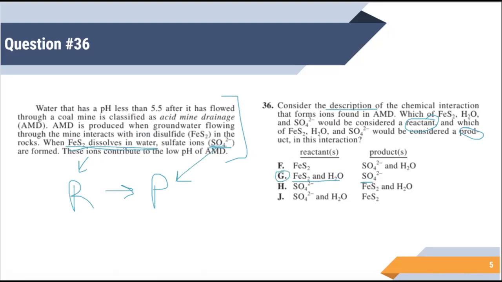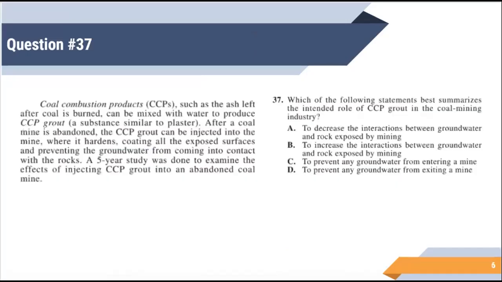And again, you don't need to be reading the whole passage. I would just be skimming for these keywords and then see if you can put them into one of the answer choices. All right, question 37. Question 37 says, which of the following best summarizes the intended role of the CCP grout? Intended role, that doesn't sound like something that would be in a graph. I'm guessing it's going to be in the description. So I just skimmed until I found CCP grout, and I read this little section about the CCP grout.